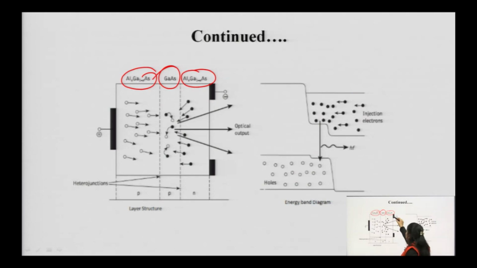Here we have taken aluminum gallium arsenide and aluminum gallium arsenide, and in between, a sandwiched layer of gallium arsenide. This is the energy band diagram, and this is the emission of photon.